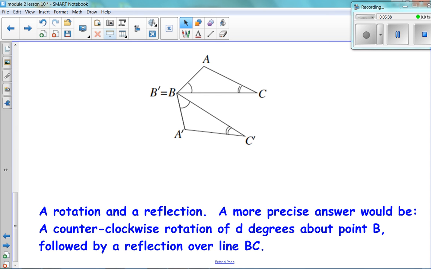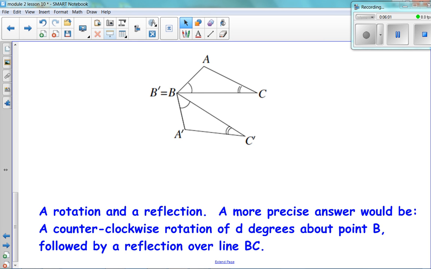Now, you could say that you wanted to reflect first and then rotate, and you can do it in that order. But we need to be precise, so we need to be able to state what the line of reflection is. So if you decide to reflect and then rotate, you have to find your own line of reflection.